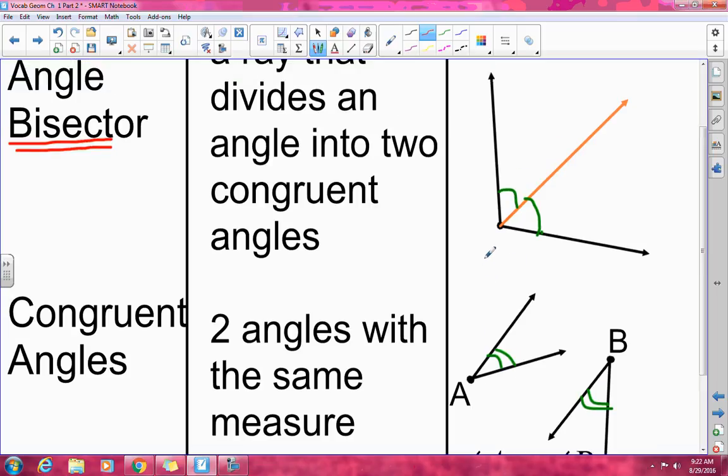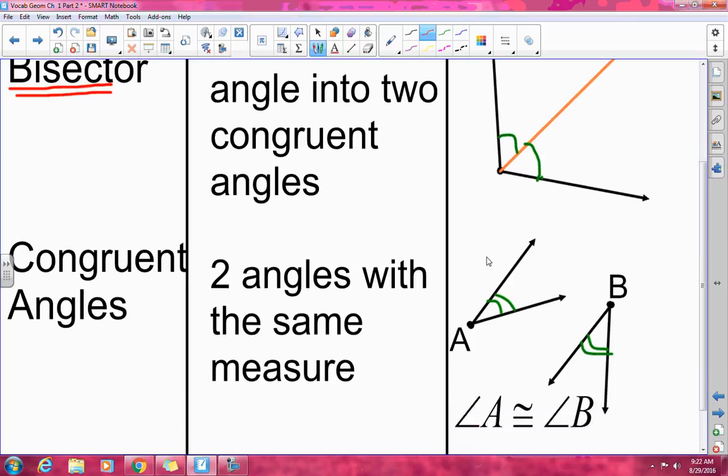So angle bisector cuts an angle in half, and congruent angles, two angles with the same measure. Mrs. Frasco in her video went over what this congruent symbol means. So this says angle A is congruent to angle B.